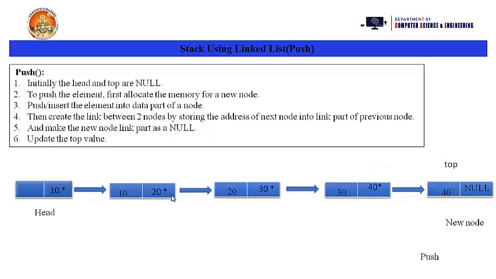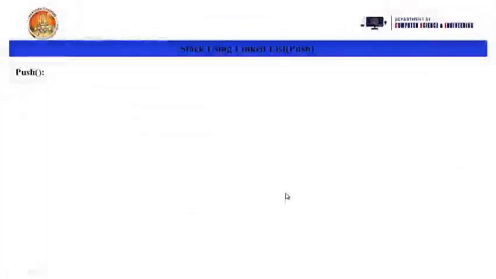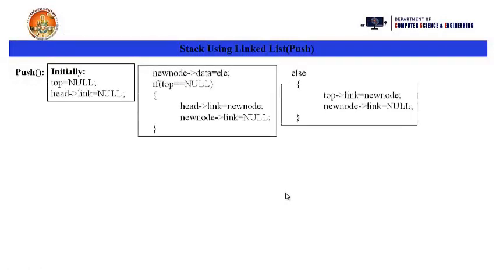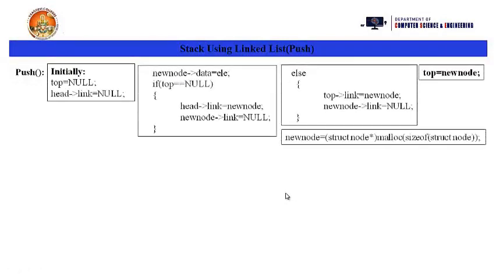So like this we can push the values into the stack by using the push function, by using the linked list. Now we'll see how to implement the push function by using the code of linked list. So this is the code for the push function using linked list. We need to follow these statements when pushing an element into the stack using linked list. Initially the head value and the top value are null, that is top equal to null and head->link equal to null.